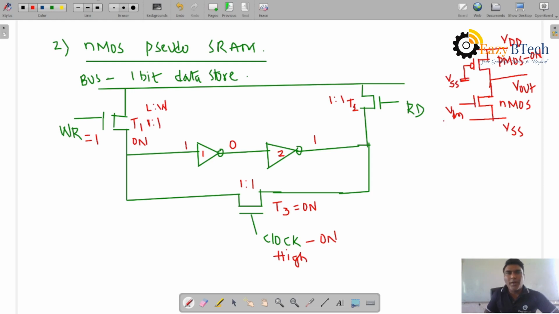When Vin is equal to 1, the output is 0. Vin equal to 1 means the NMOS is on, connected to ground potential, so the output is 0. When Vin is equal to 0, it is an open circuit and the output is equal to 1. It acts as an inverter. So this is called an NMOS pseudo inverter, replacing the depletion transistor with a PMOS transistor. Let us see the working.